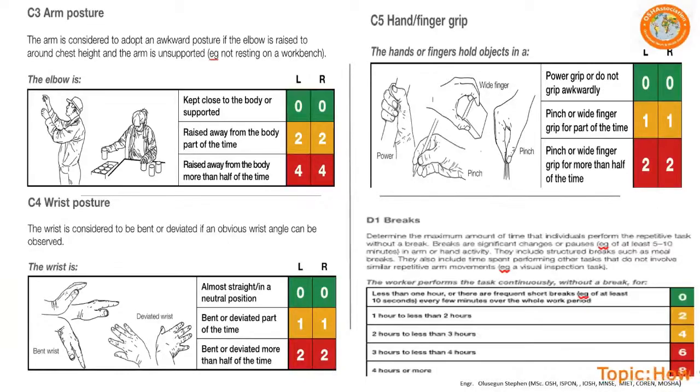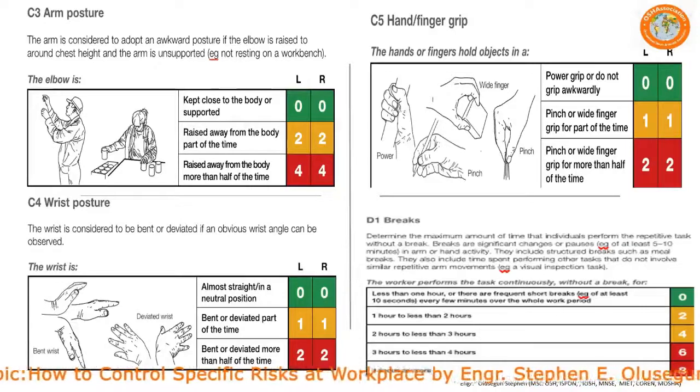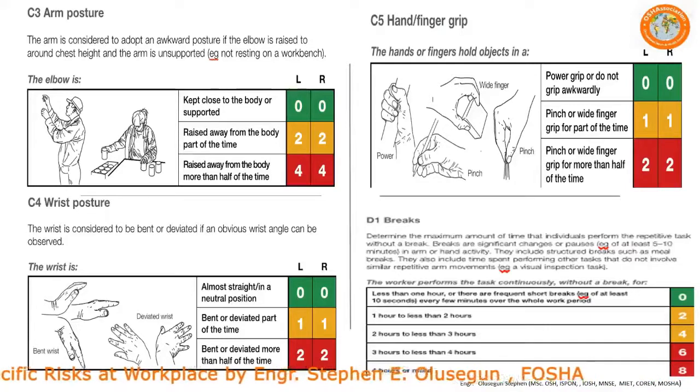And so you need to be very careful with your posture. Look at just what I was saying. Keep close to the body, supported, and then raise away from your body. If you raise that cup away, it's in the amber state. Raise away from the body for half of the time, and the risk could be increasing. Now, let me see. Okay, look at this one.